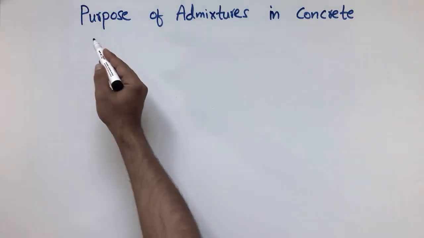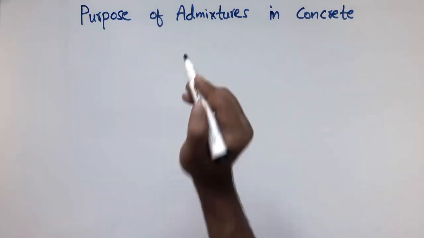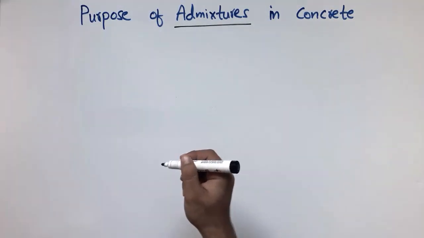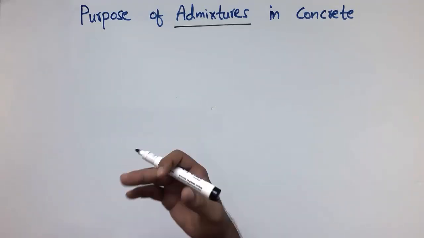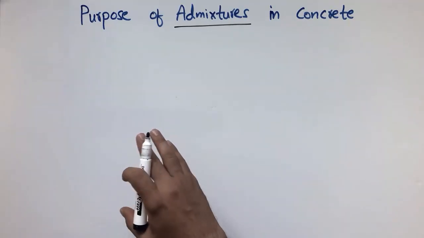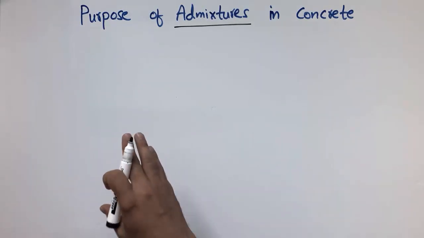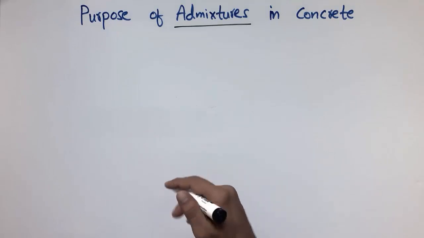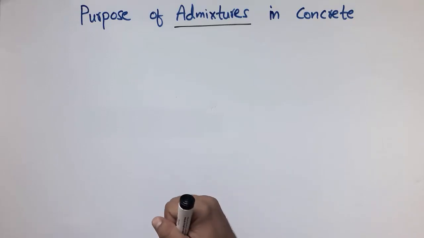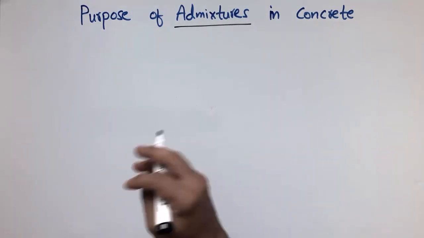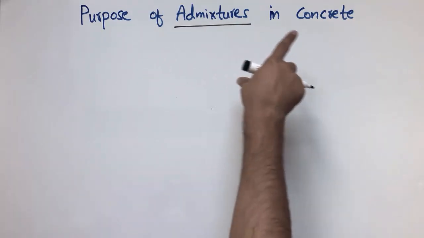Today our lecture is about the purpose of admixtures in concrete, that is, why we use admixtures in concrete. Admixtures are special constituents of concrete that we use sometimes to increase the workability of concrete. Sometimes we need to produce high strength concrete, and sometimes we need to resist the thawing and freezing action of concrete, the retardation of concrete, the early strength of the concrete, or to reduce the heat of hydration of concrete. So there are many purposes of admixtures in concrete. I will explain them in detail.